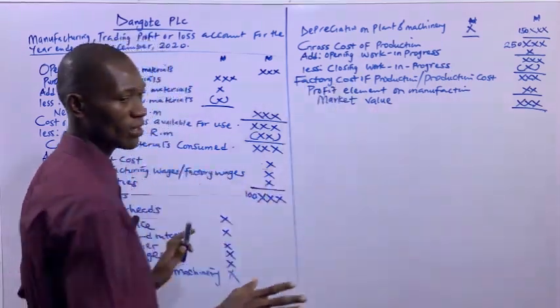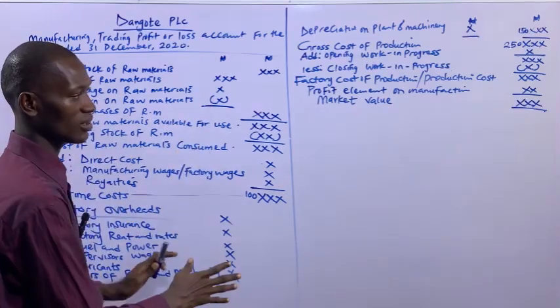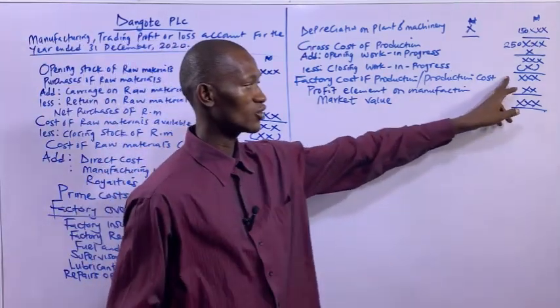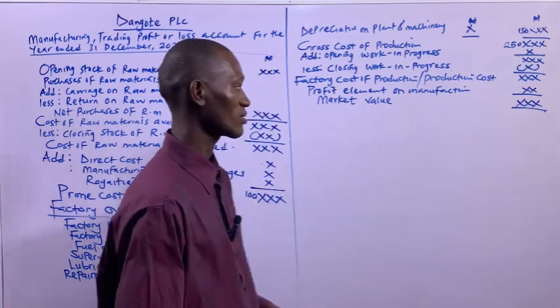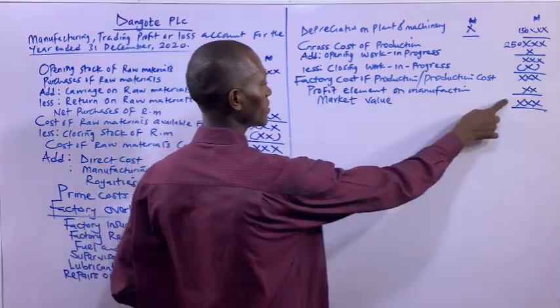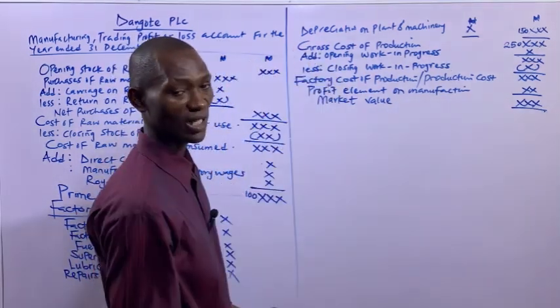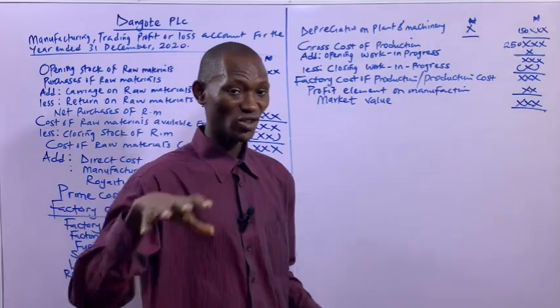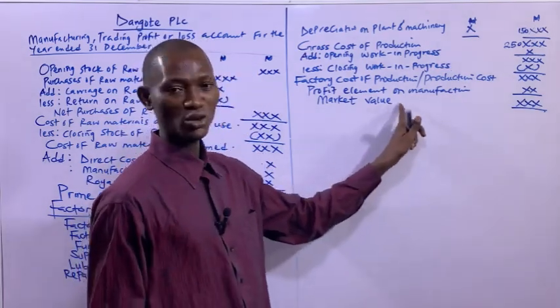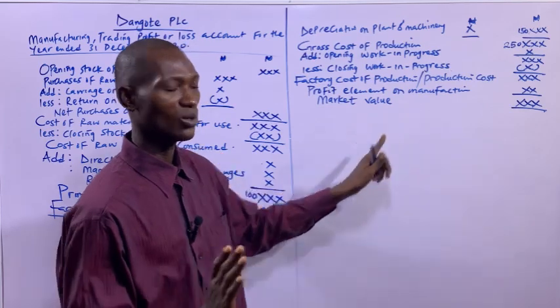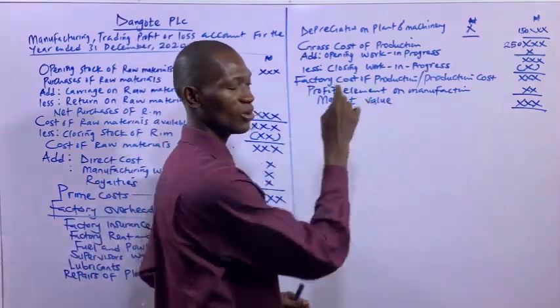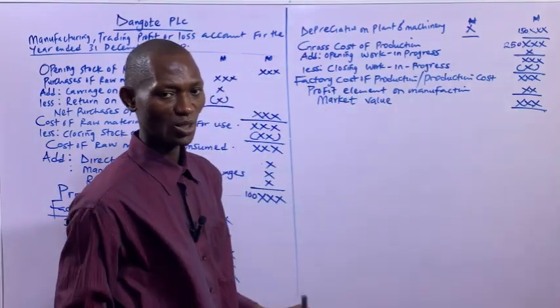So this is where the manufacturing account stops, to determine the cost of production or the market value. That's the selling price. So this market value, like I said, will be transferred to the trading account. It will represent your purchases. Most times you will not be given the purchases figure, you will use this as your purchases. So I hope that is understood.